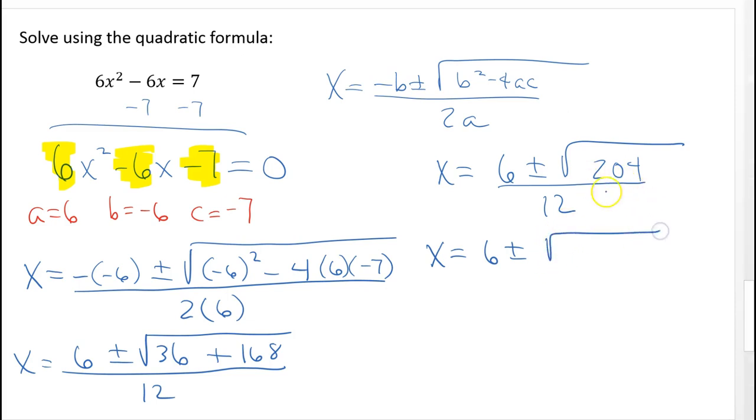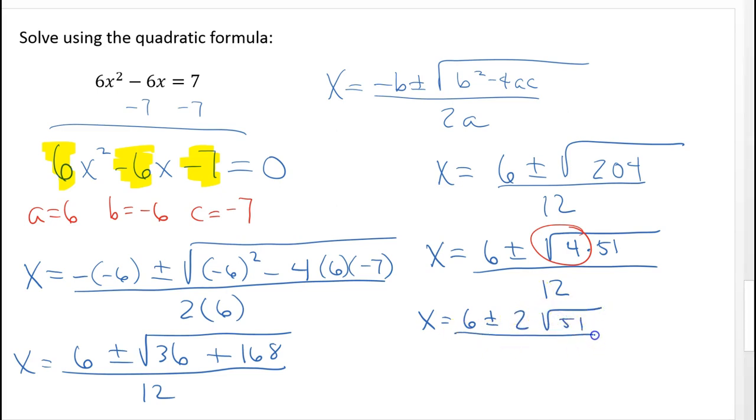So how do I write this? 204 is 4 times 51. Now 51 does break down further, but not with a perfect square. 51 is 17 times 3. Neither one of those are perfect squares, so we are good so far. So I continue and get 6 plus or minus. Now I know the square root of 4 right here is 2, so that's going to come out. That's going to be 2 square root of 51 over 12.